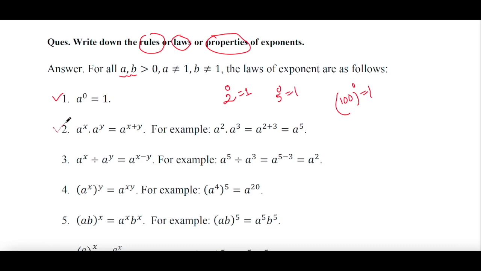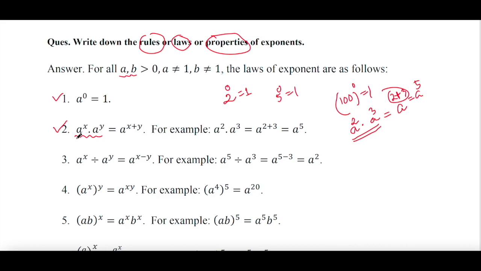And the second property: when you are multiplying exponential functions, like a to the power 2 into a to the power 3, then it will be a to the power 2 plus 3, which is a to the power 5. So in the case of multiplication, you need to add the exponents.